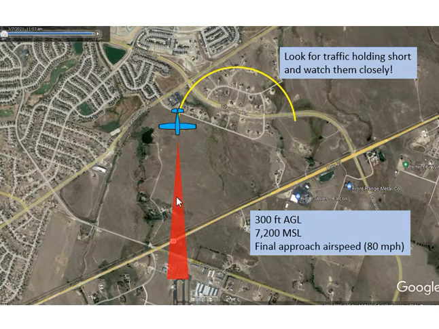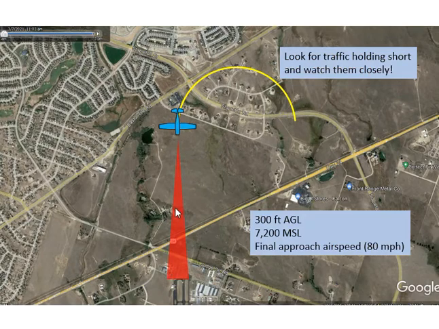So here we are rolling out on final, extended center line, 7,200 feet MSL, that's 300 feet AGL, at final approach airspeed of 80 miles per hour, or whatever airplane it is you fly. I use 80 because of our Cherokees and Warriors. And we're looking for traffic here. Not only that first taxiway, but that second one, because some people will pull out there as well.